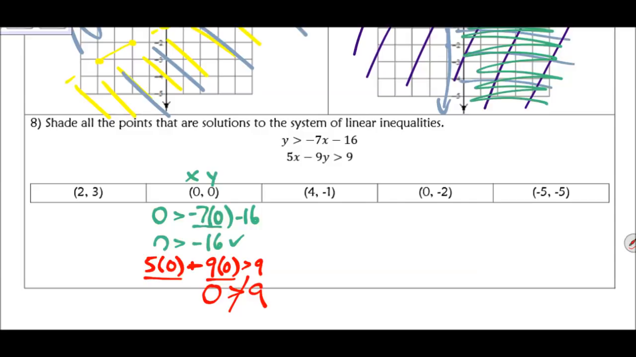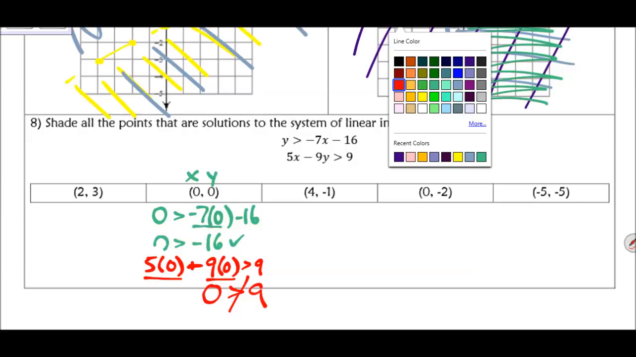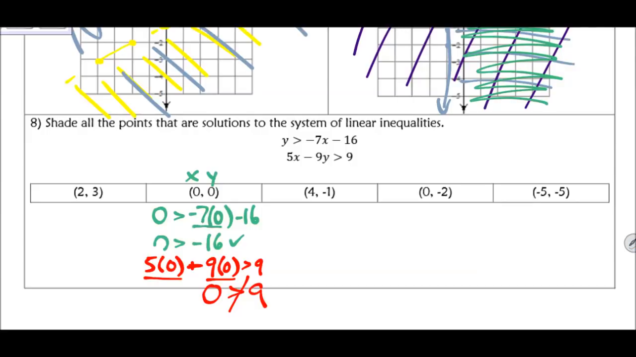I'm going to do the exact same thing for all of these. I'm just going to plug in all of these points. If you wanted to graph these two inequalities and just look at the graph and see if 2, 3 is in the double shaded area, that's fine. You can also do that.